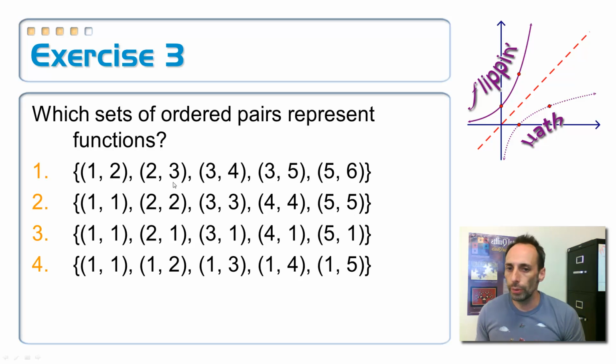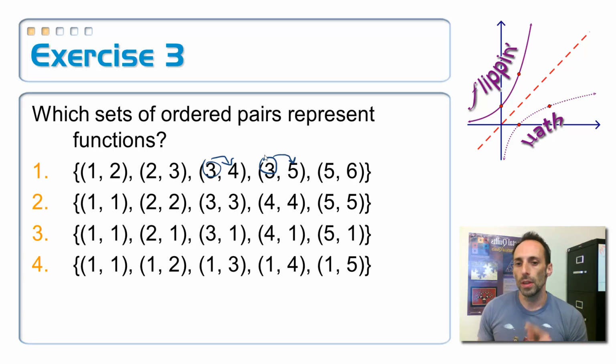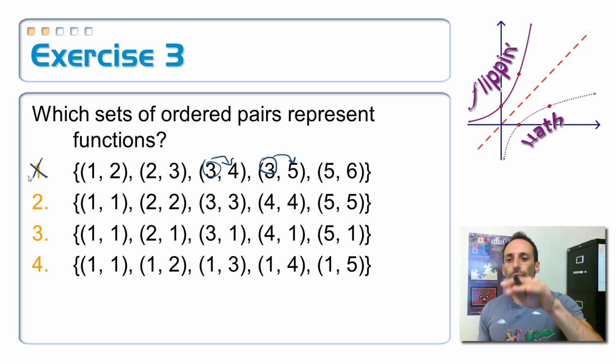1 with 2, 2 with 3, 3 with 4, 3 with, what? Oh, look at that. The 3 repeated. It's very easy to see that the 3 goes with 4 sometimes, and the 3 goes with 5 sometimes when the 4 is not looking. So therefore, this one cannot be a function. All right, so right now, pause it, take a look at the other 3, and then let's see if you got those right.